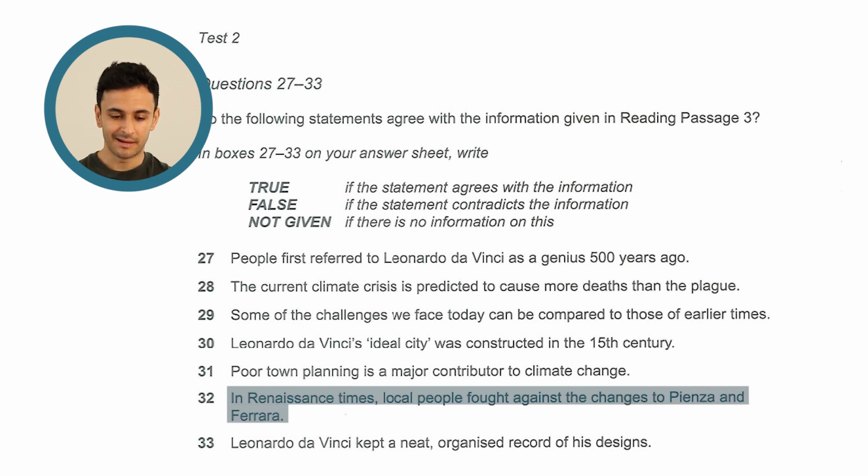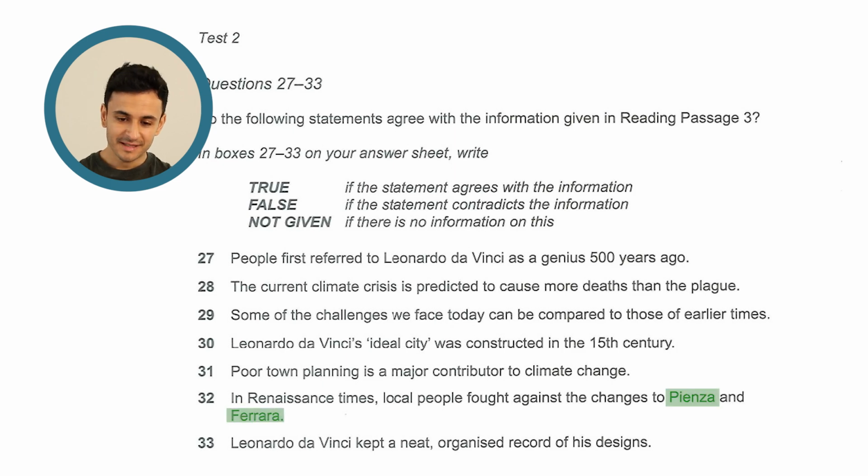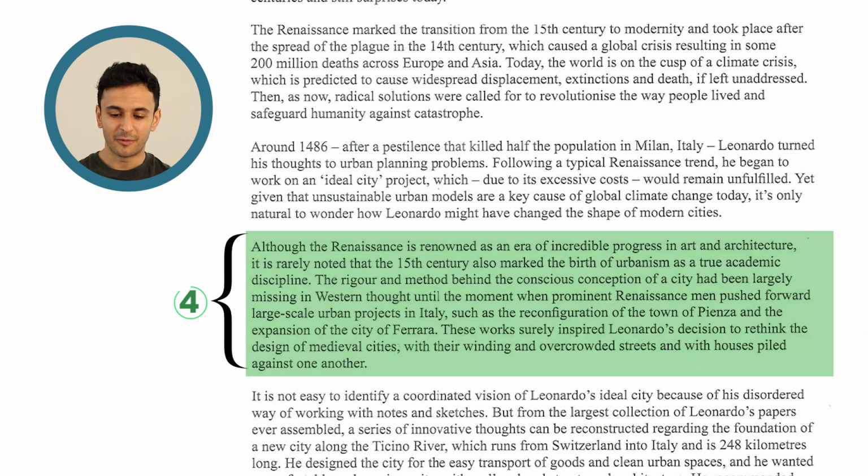Now, if I move to question number 32, "In Renaissance times, local people fought against the changes to Pienza and Ferrara." So my keywords here, straight away, I can already see Pienza and Ferrara. So I'm going to try literally unique, because these are names. I haven't really paid attention if it was a person or actually a place, and usually the place is named after the person. I remember seeing those two words as I was reading. So it was in the 4th paragraph.